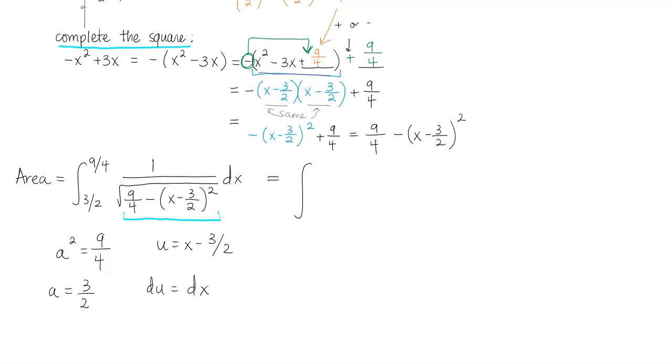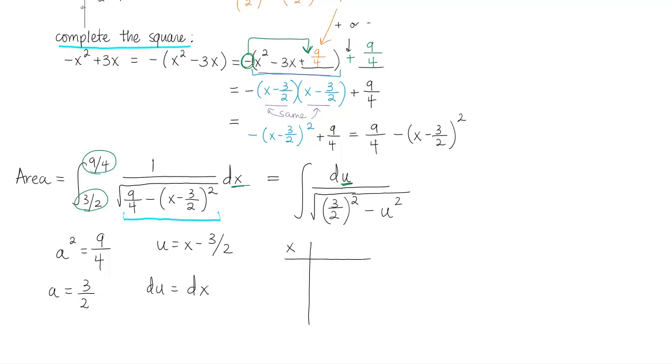In the numerator, the 1dx is just getting replaced with a du. In the denominator, under the square root, the 9/4 I'll just write as 3/2 squared. And from that we are subtracting u squared. Now notice that I have not put limits on my integral because we have limits of 3/2 and 9/4, but these limits are x limits. And now we are working with a u integral, so I'm going to change my limits.